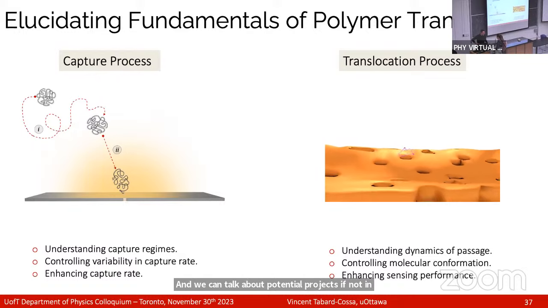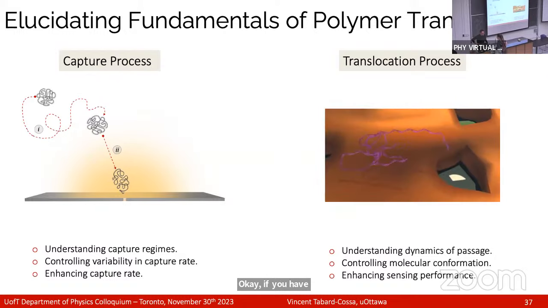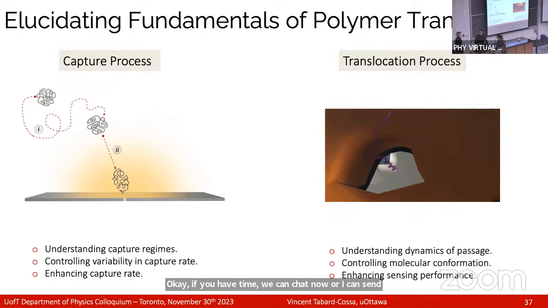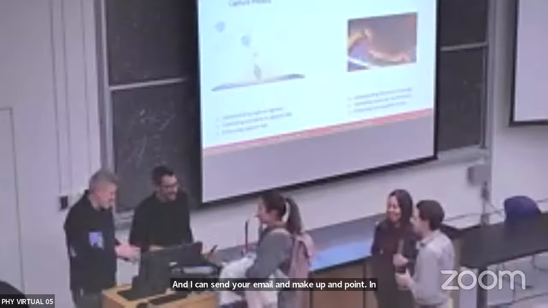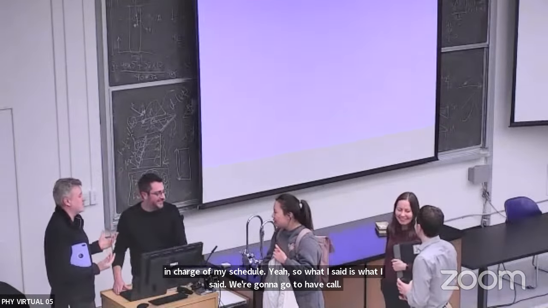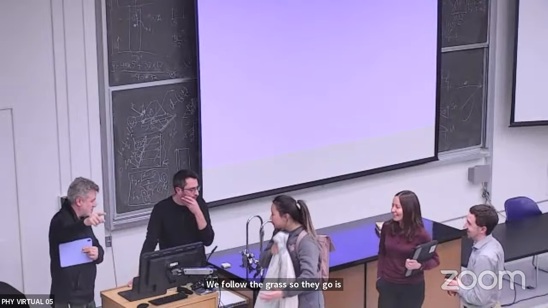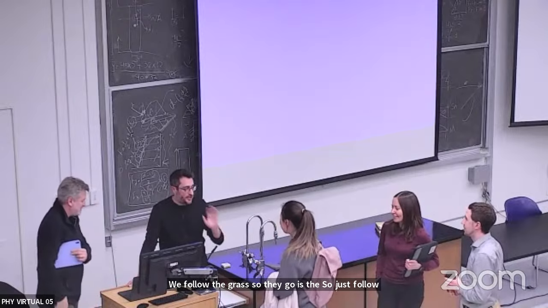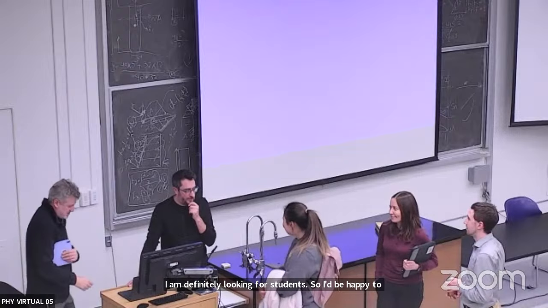If not in person, we can do it on Zoom when I'm back in Ottawa. If you have time, we can chat now, or I can send you an email and make an appointment. We're going to have coffee, so I'll see you back in the lounge. We'll be there for another half an hour, 45 minutes. Which room is it? It's the grad lounge, so just follow them. If we don't have time to chat, just send me an email. I am definitely looking for students, so I'd be happy to chat with you. Sounds good, thank you. That's great.